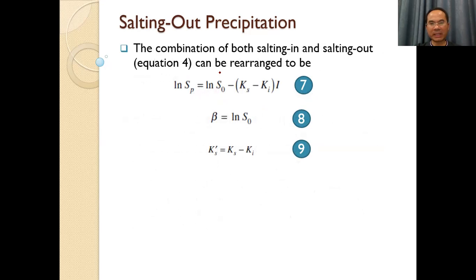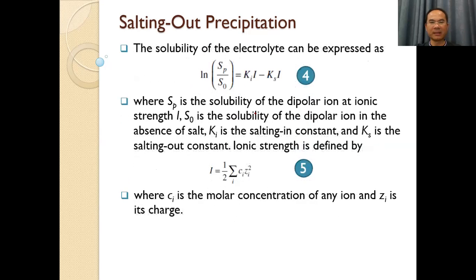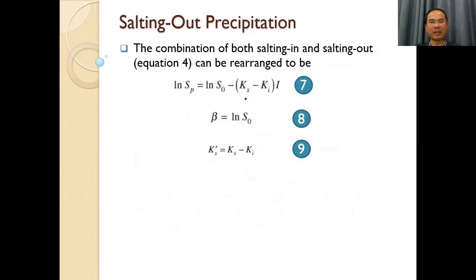Okay, we can combine salting in and salting out. The salting out effect is also salting in. If we combine equation 4 and equation 6, we get log S0 equal to Ks minus Ki. That means beta is log S0, and Ki is Ks minus Ki.